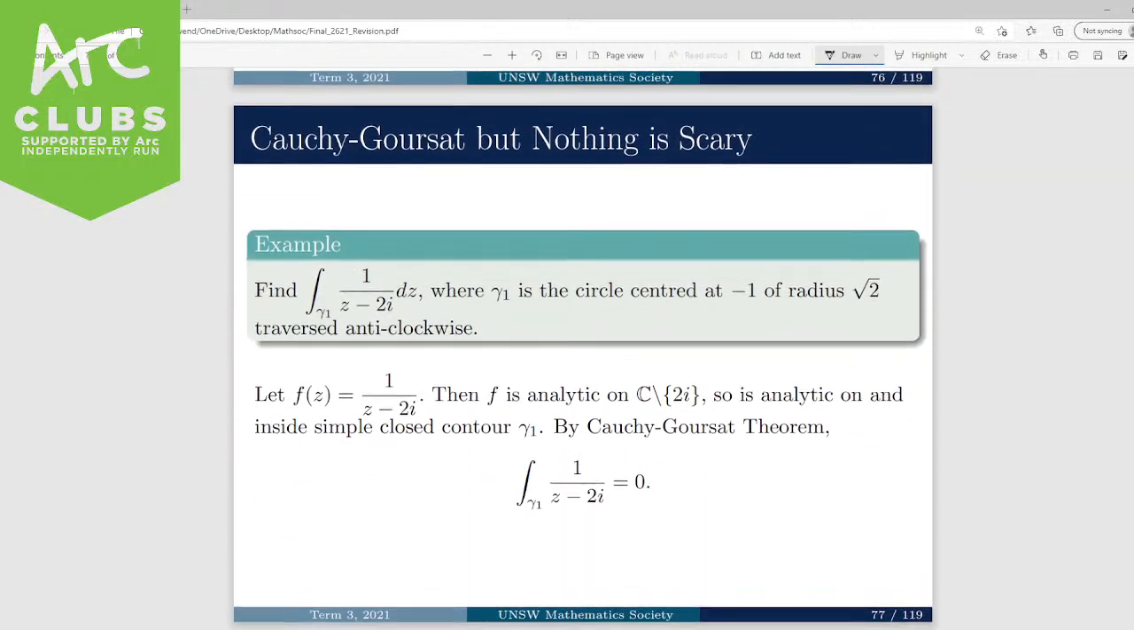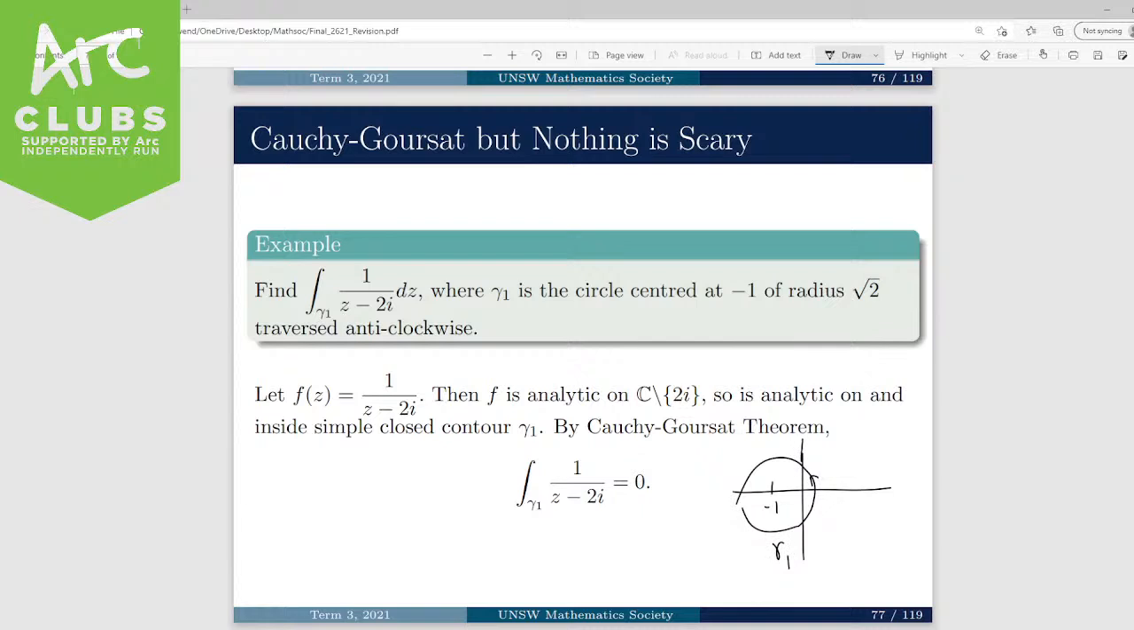So a quick demonstration of Cauchy-Goursat, just a nice chill question. You have the integral of 1 over z minus 2i, integrating over gamma 1, where gamma 1 is some circle centered at -1, radius root 2. So there's your nice little gamma 1. It's going anti-clockwise, so it's a contour.